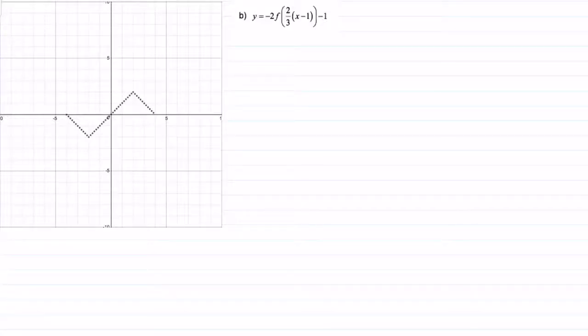y equals negative 2 f of 2/3 x minus 1 minus 1. First thing I notice here is that the 2/3 is already factored out of the x minus 1, so that b value 2/3 is already separated, so everything in this one's set up and good to go and ready to start labeling.